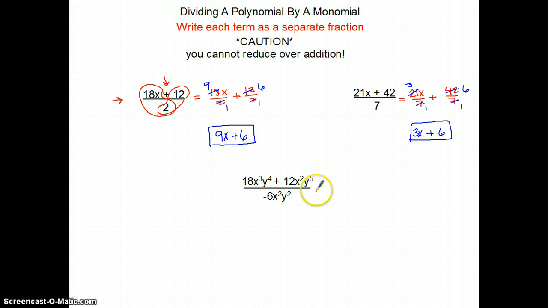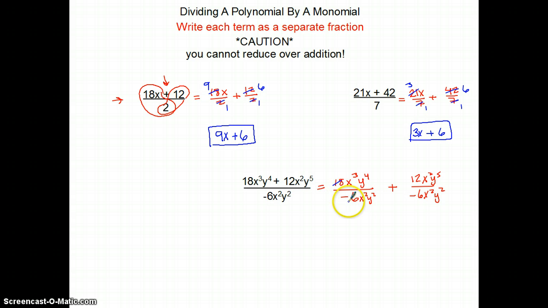Lastly, on this slide, I'm going to repeat this same process, splitting up my numerator into two separate fractions. The first, 18x to the third, y to the fourth, over my denominator of negative 6, x to the second, y to the second, plus the second term in my numerator, which is 12, x to the second, y to the fifth, all over my denominator of negative 6, x to the second, y to the second.